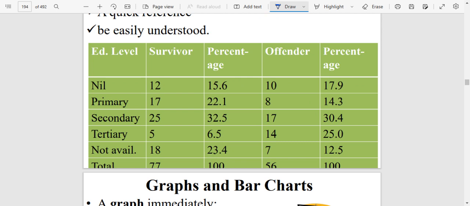Another thing is tables. Tables condense a great deal of information in a brief form to act as a quick reference or be easily understood. Imagine I wanted to write all of this.